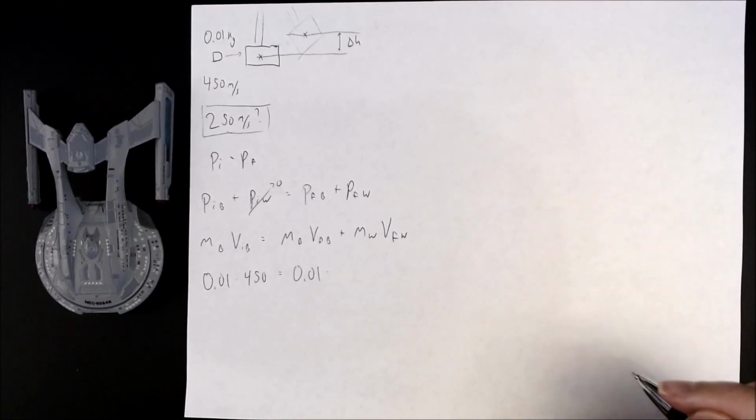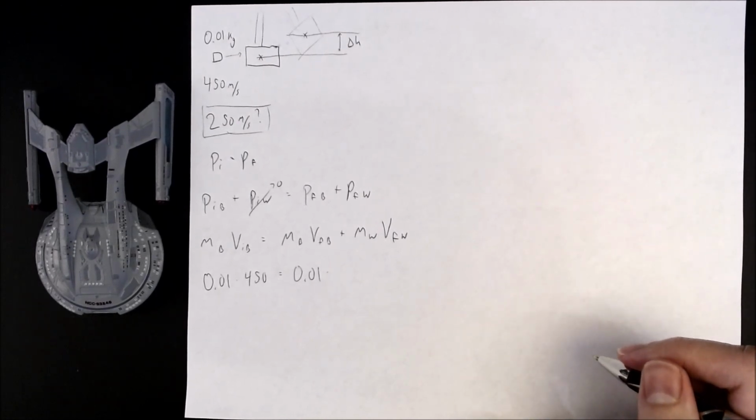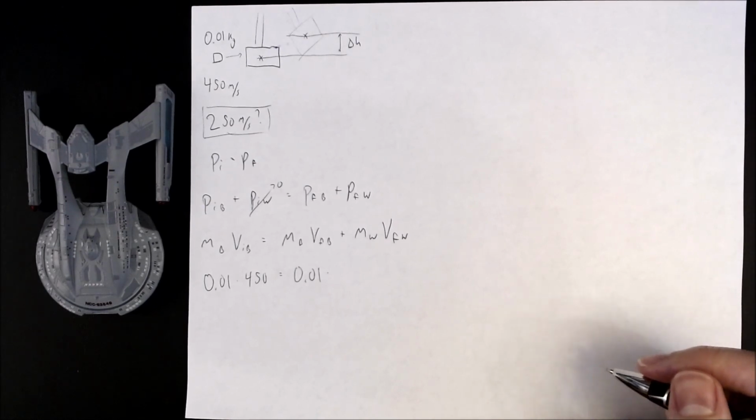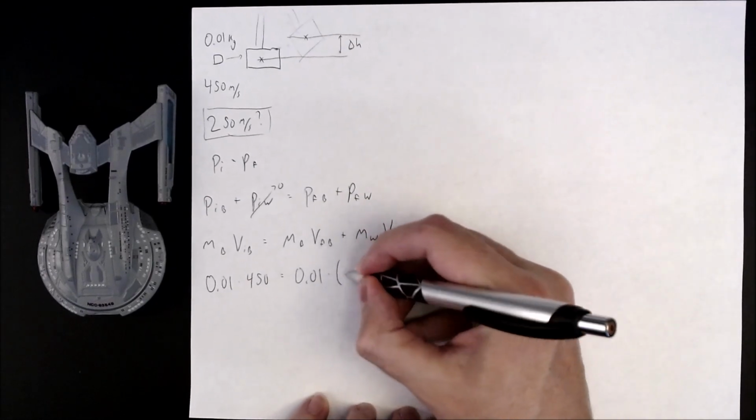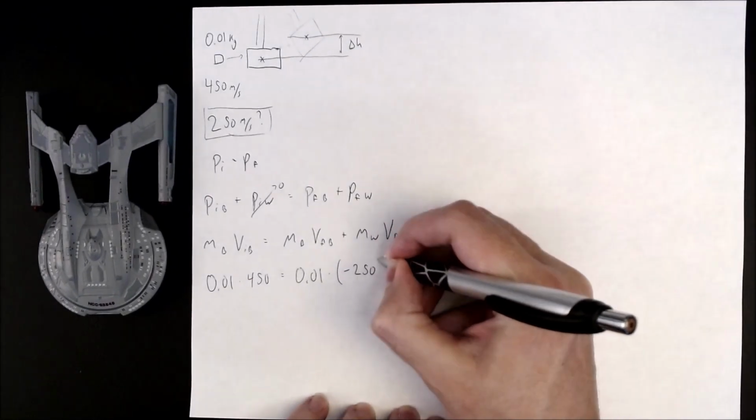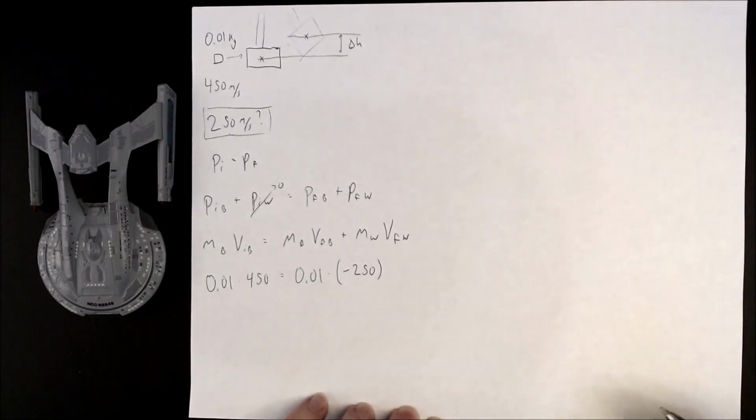Okay, what should I plug in here? I'm going to give you time to pause and determine what I should plug in for the velocity final of the bullet. If you said negative 250 meters per second, be happy.